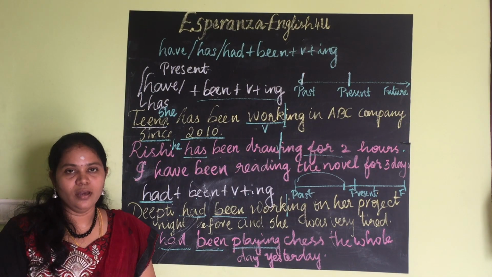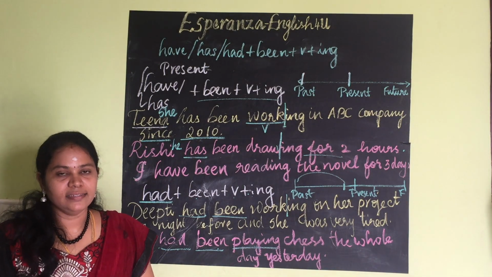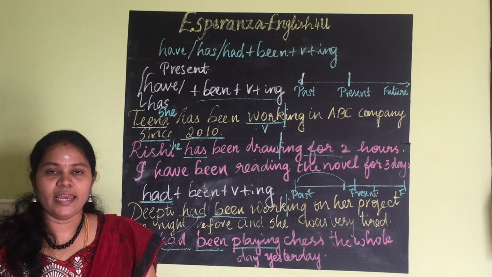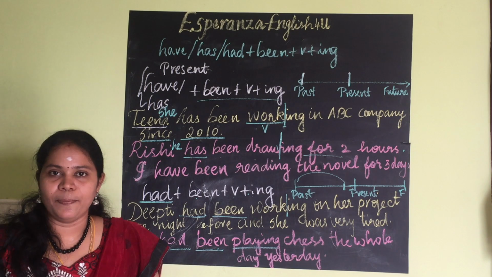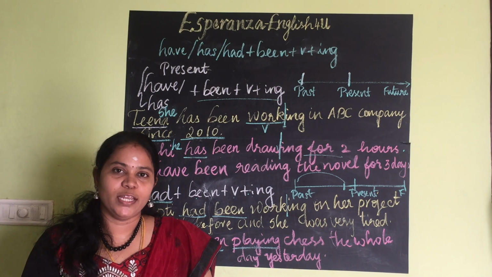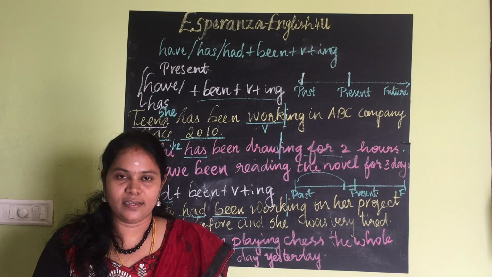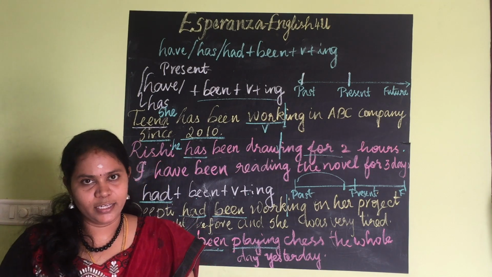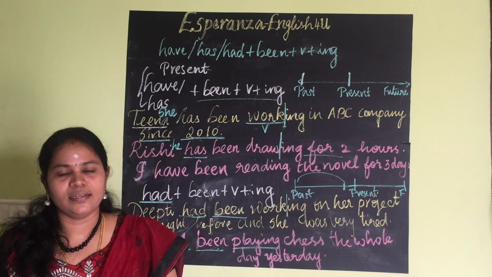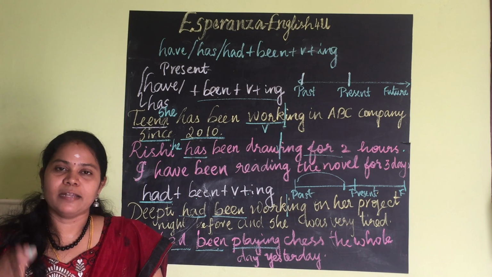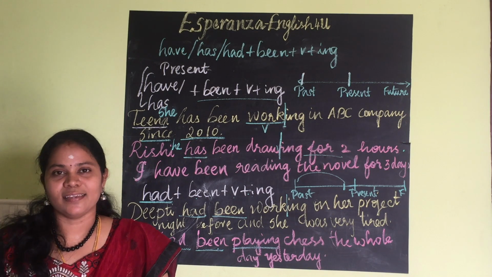Hope you have understood where to use have, has and had. Have and has for present tense. Okay, if the action started in the past, continues till the present, there we can use present perfect continuous. If the action has started in the past, continued and ended in the past, there we can use past perfect continuous. Had plus been plus verb plus ing.